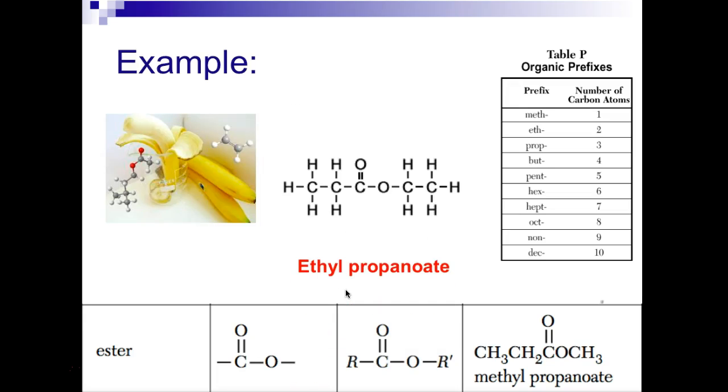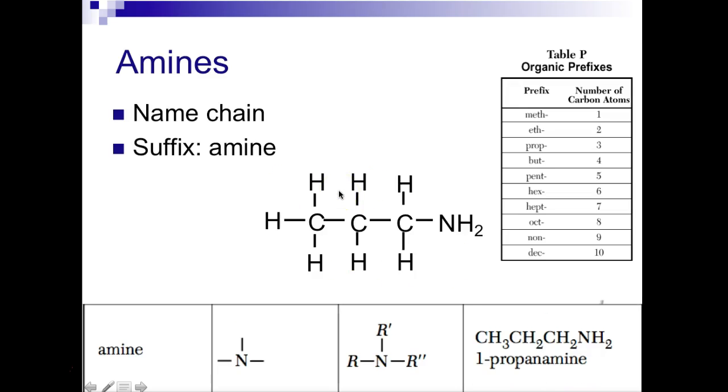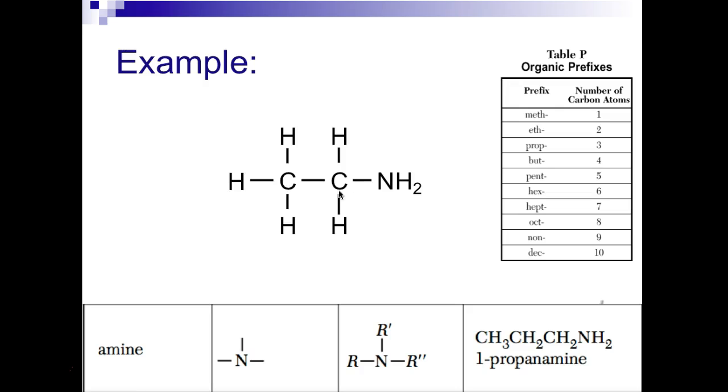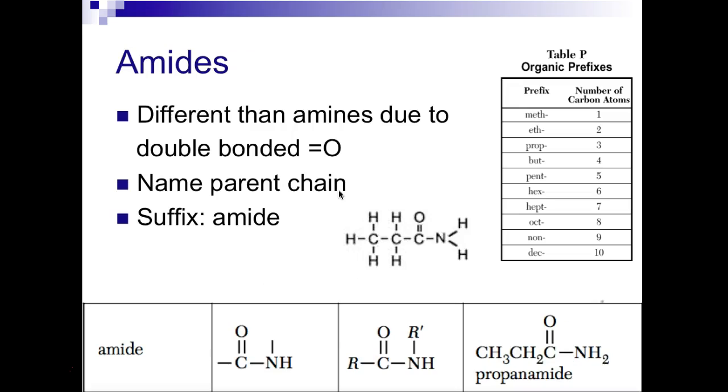So for this example, this will be ethyl, because this is an ethyl group. And then it's going to be propanoate because this is a 1, 2, 3 carbon chain. So for amines, you're going to name the chain and then add amine at the end. So this will be ethylamine.